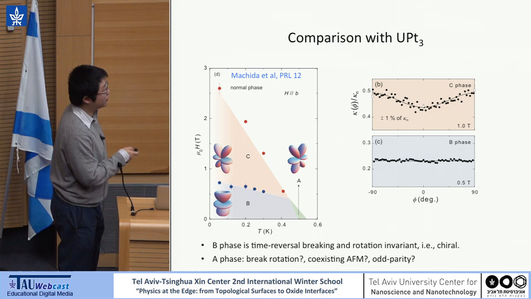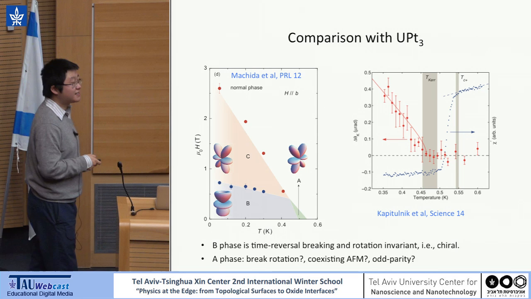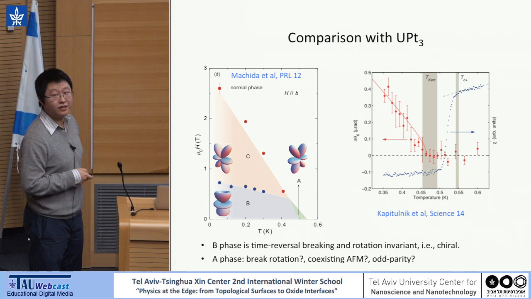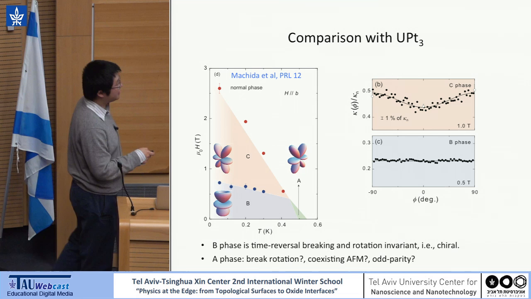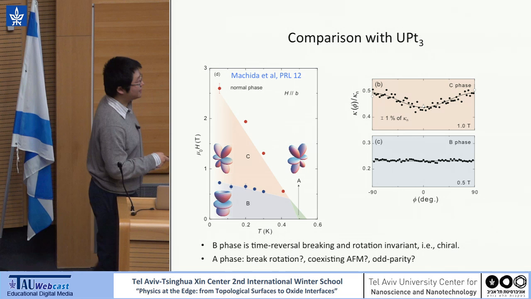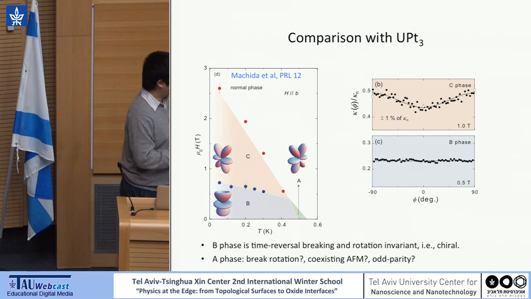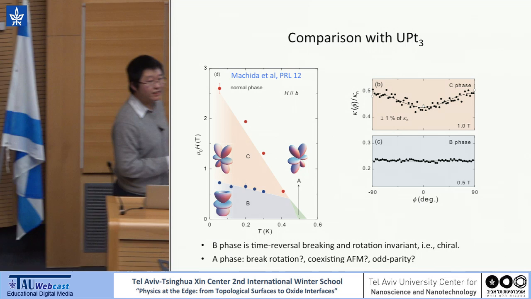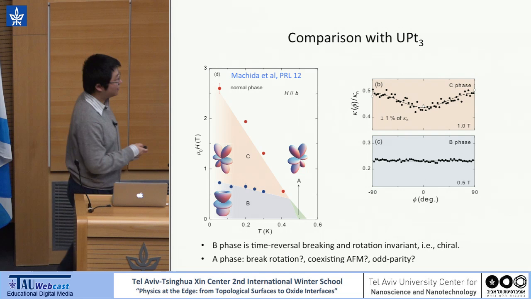More recently, Aharon Kapitulnik's group has done a Kerr rotation measurement in the B phase and found a time reversal breaking signature, with the onset in the B phase. So these results make it very clear that the B phase is actually a chiral state instead of a nematic state. And there's a very narrow parameter range, the so-called A phase, that is believed to break rotation symmetry. However, there's evidence that this state actually coexists with an antiferromagnetic state, and in that case it will be time reversal breaking as well. Also, there are some doubts whether the order parameter is really odd parity or even parity, due to the presence of line nodes. They're not supposed to be there for odd parity pairing.